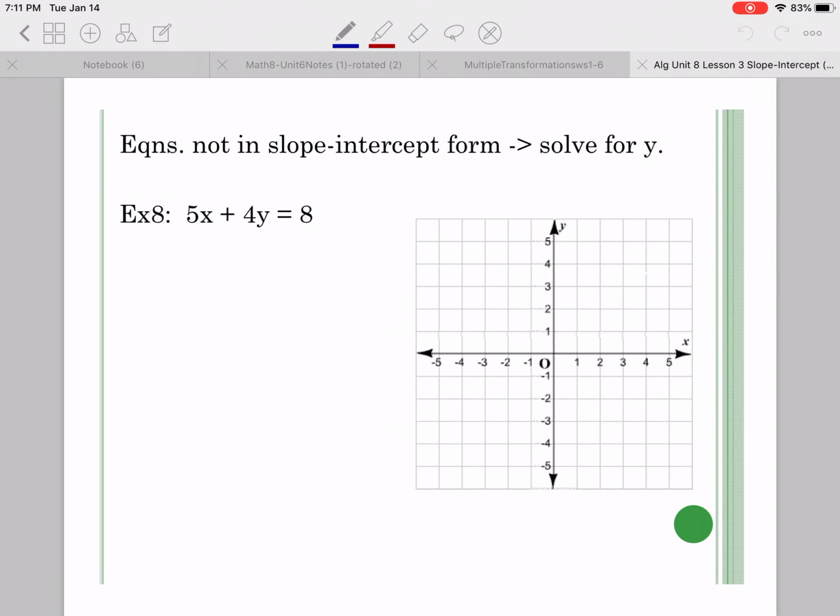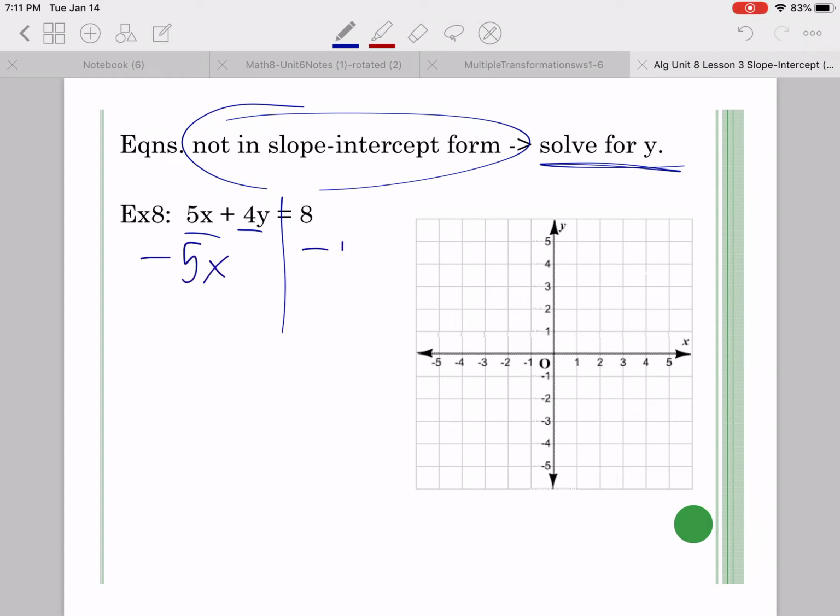All right, sometimes it may not be in slope-intercept form, which just means you have to rearrange it or solve for y to get it into slope-intercept form. So in this case, if I want to solve for y, I have to think, what do I need to move from the left side? I need to move the 4 as well as the 5x. Let's start with the 5x. So let's subtract 5x on both sides. We'll get 4y is equal to -5x.